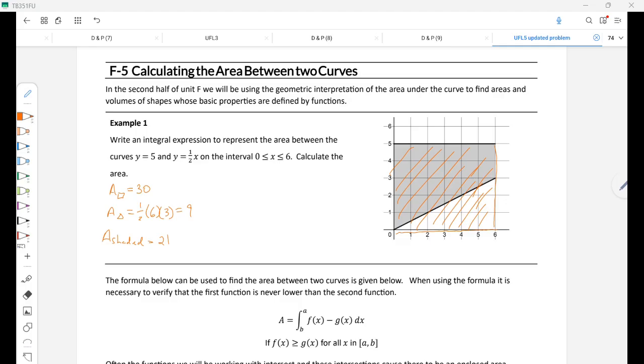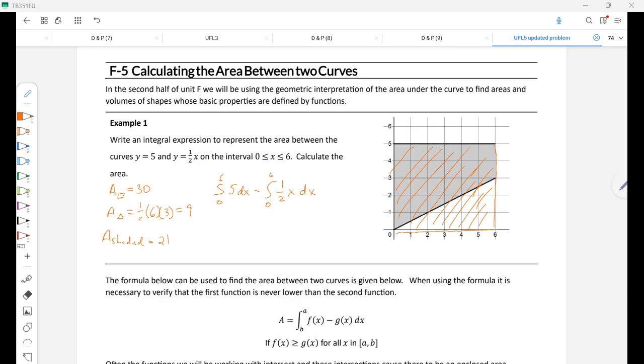So what we're going to do is we're going to do what we just did, but we're going to do it with calculus. The area of the rectangle is the integral from 0 to 6 of the function, which is 5 dx. And then subtract away the area of the triangle, which is the integral from 0 to 6 of 1/2 x dx. So 2 separate calculus problems. Find the area underneath the horizontal line. That's our first integral. Find the area under the diagonal line. That's the second integral. Take away the part that isn't shaded, and you'll have the area of the shaded region.